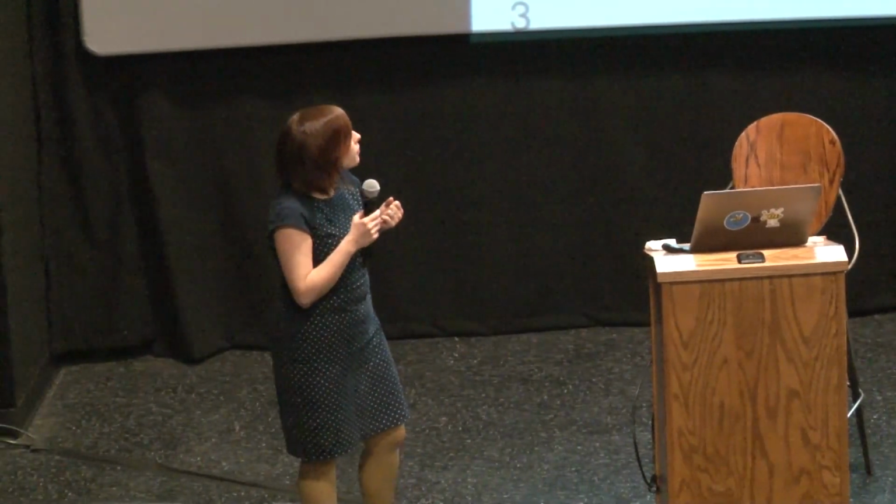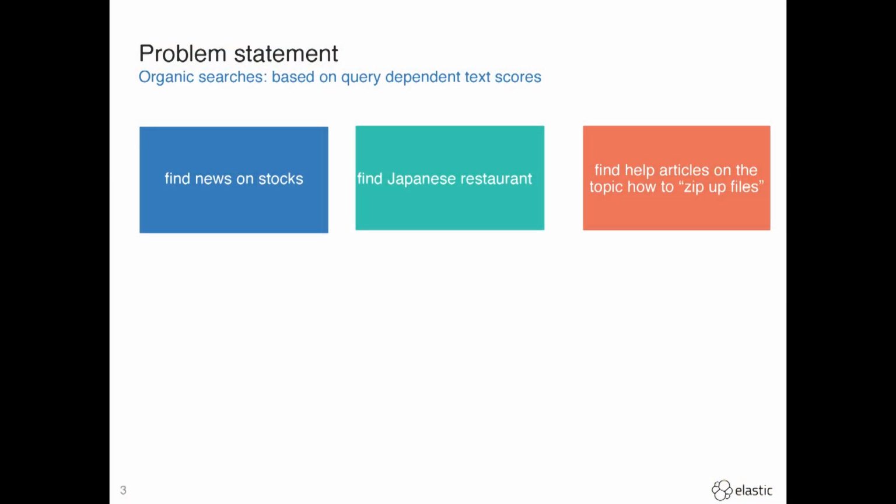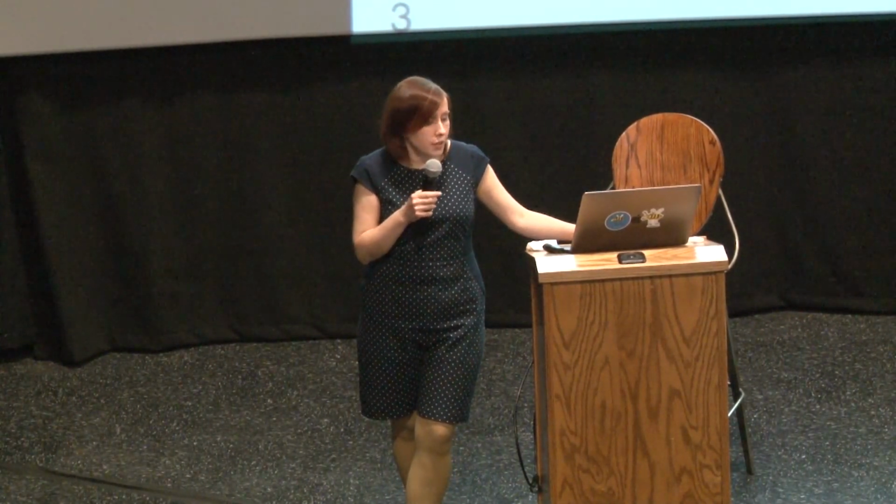Now, let's begin with the problem statement. Many people use Elasticsearch to find things with text queries. Queries something like, I want to find news on stocks or stock markets, I want to find a Japanese restaurant, or I want to find help articles on the topic of how to zip up files. And these queries are well researched. They're based on the BM25 model and use what we call text scores, organic searches.